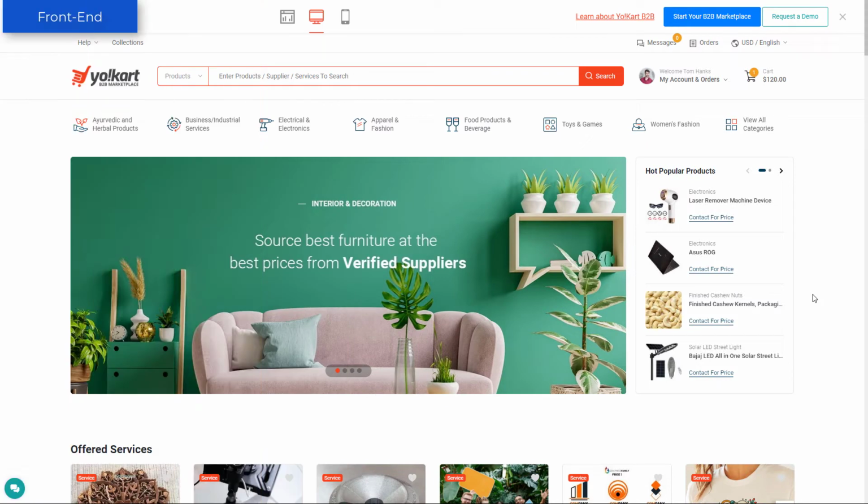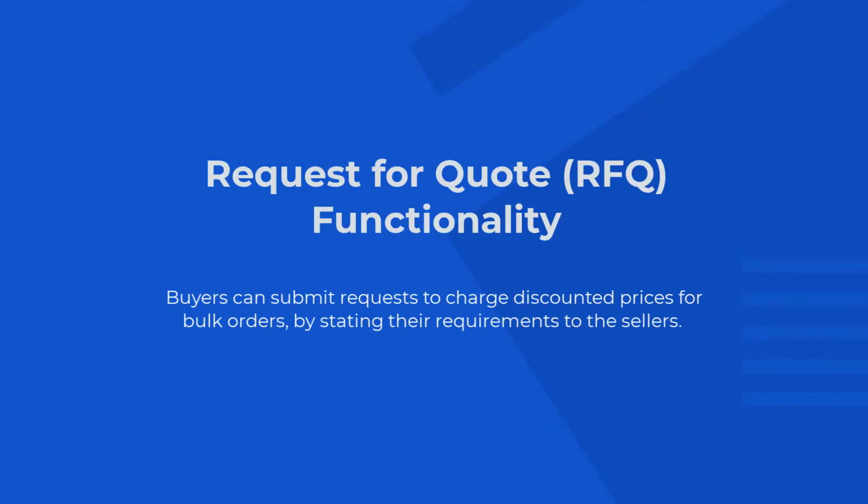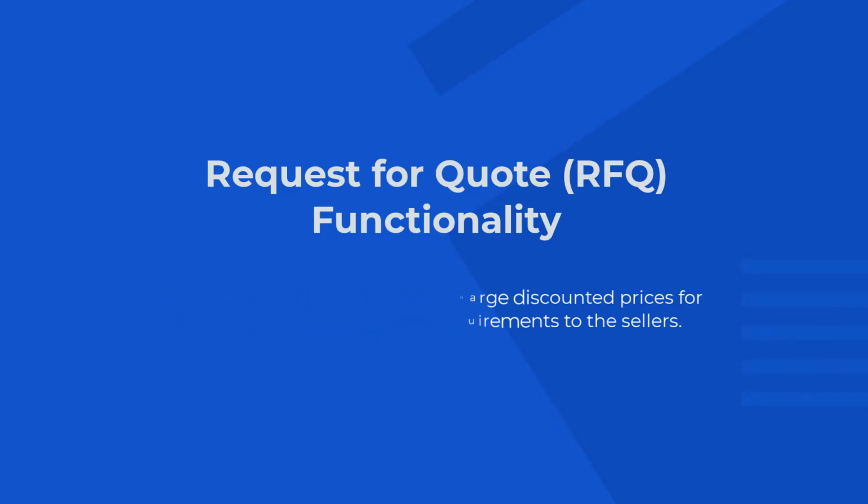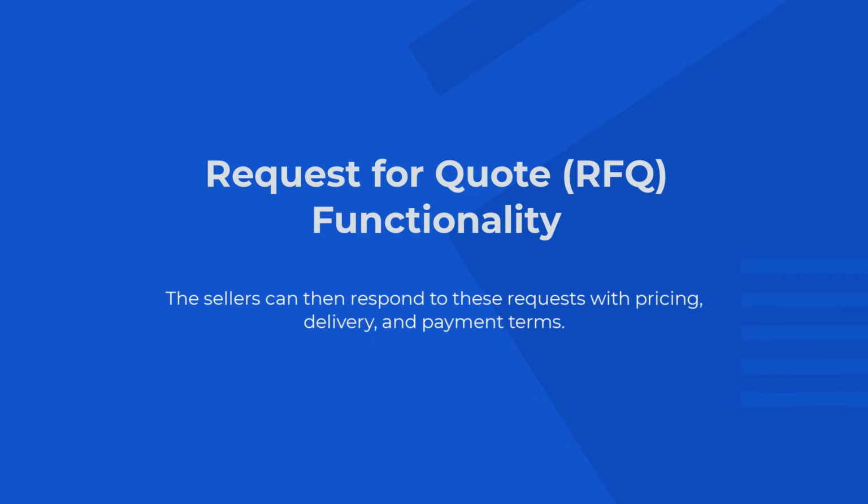In this video, we will find out how the request for quote functionality works on the YoKart B2B-powered websites. The RFQ functionality allows customers to submit requests to get discounted prices for bulk orders, by stating their requirements to the sellers. The sellers can then respond to these requests with pricing, delivery, and payment terms.